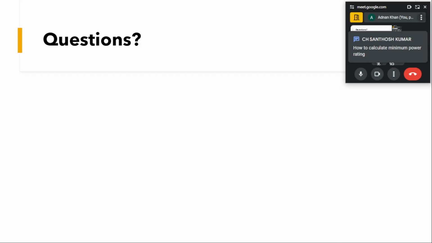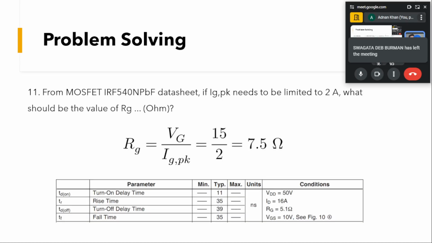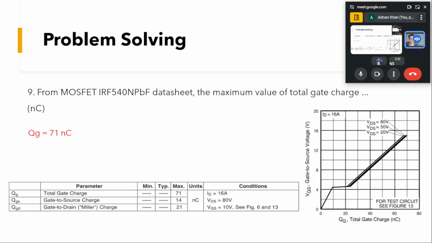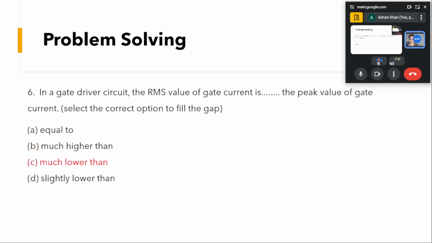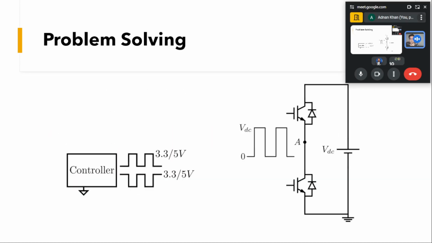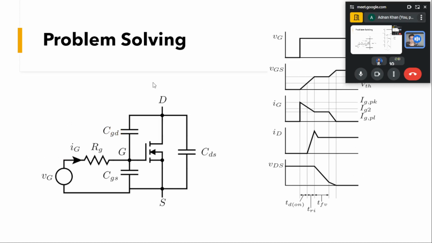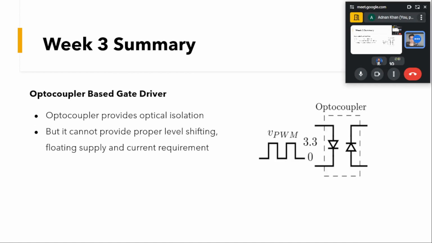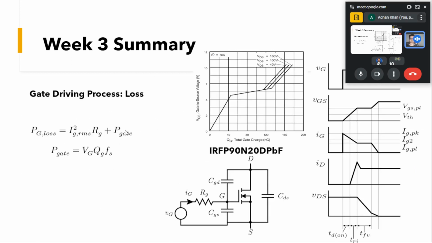So how to calculate the minimum power rating? I think this is the question that is being answered in the problem solving session. I can't tell you exactly how to do that, but we know the losses, power in the gate driver. I had shown this equation with you. So you need to calculate this P gate, as well as this IG RMS, and RG will be given. So Q will be given, VG will be given, you will know the switching frequency. You just have to calculate this.